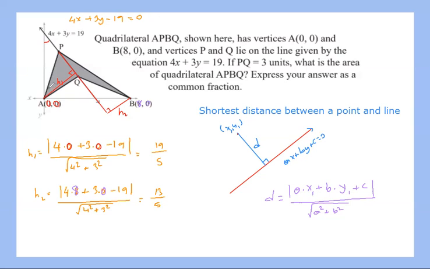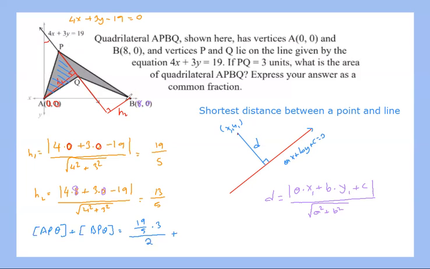Now we have the heights, so we can just find the area of those two regions. It shouldn't be a big deal. So this triangle, AQP, the shaded area, is basically the sum of APQ plus BPQ. APQ is just this triangle, so h1 is 19/5, and the base is PQ, which is 3. Then you divide this product by 2.